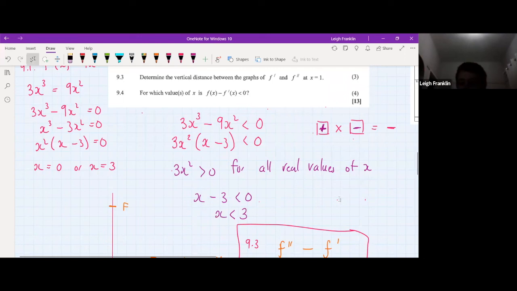Sorry, and that was question 9.4. Sorry, very naughty, I don't write the numbers down. There we go. So that's 9.4.